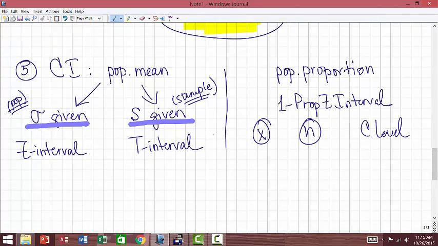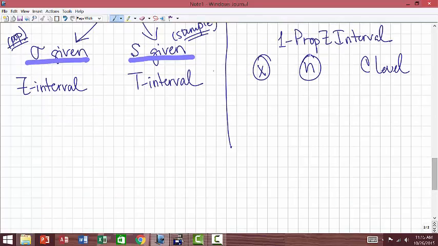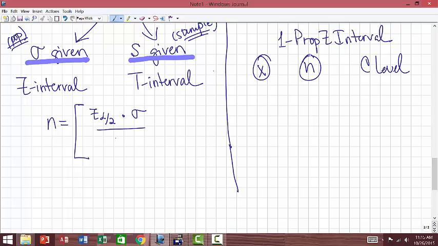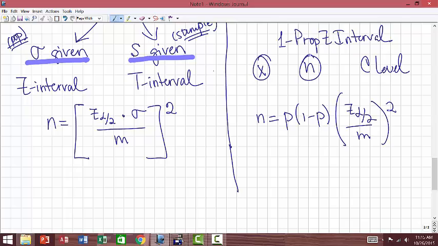Now what if you are asked to find a sample size? For a mean, we use this formula: N equals Z alpha over 2 times sigma divided by M, where M is the margin of error, all squared. If it is population proportion, we do P times 1 minus P times Z alpha over 2 divided by M, quantity squared.